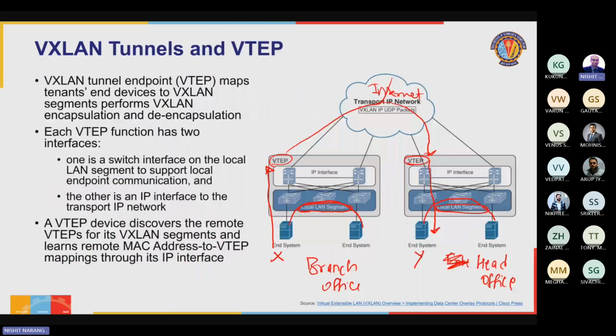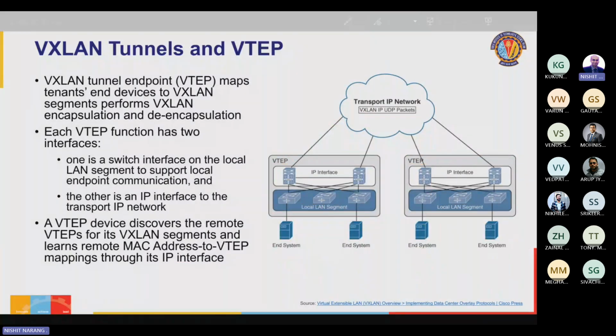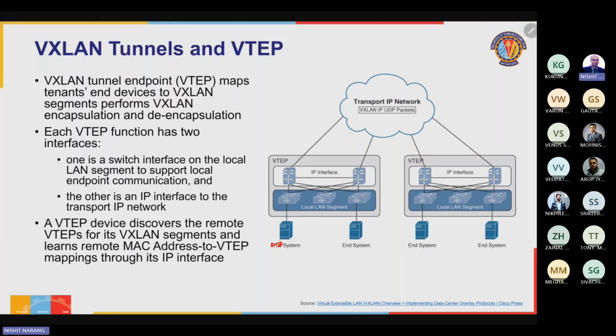Okay? So in this diagram, you're actually seeing physical servers and physical networks getting connected via a transport IP network. Now, take this diagram and replace this end system with VM1, this end system with VM2, this end system with VM3, and this end system with VM4. This local LAN segment is nothing but the LAN segment that is now within the hypervisor. So the hypervisor has a vSwitch.